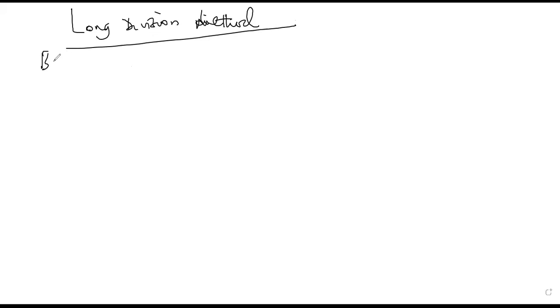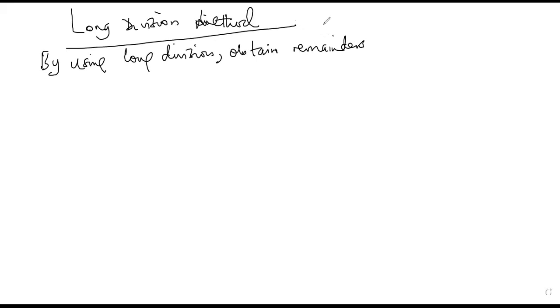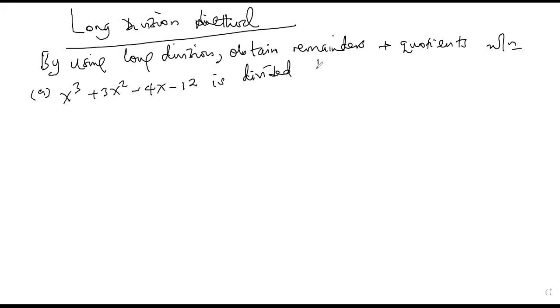By using long division, obtain remainders and quotients when part A, x cubed plus 3x squared minus 4x minus 12, is divided by x squared plus x minus 6. Now, the other method cannot work because you cannot easily get the value of x here. It can be a bit hard. When you equate to 0, it means you're going to get 2 factors, which is a bit challenging.